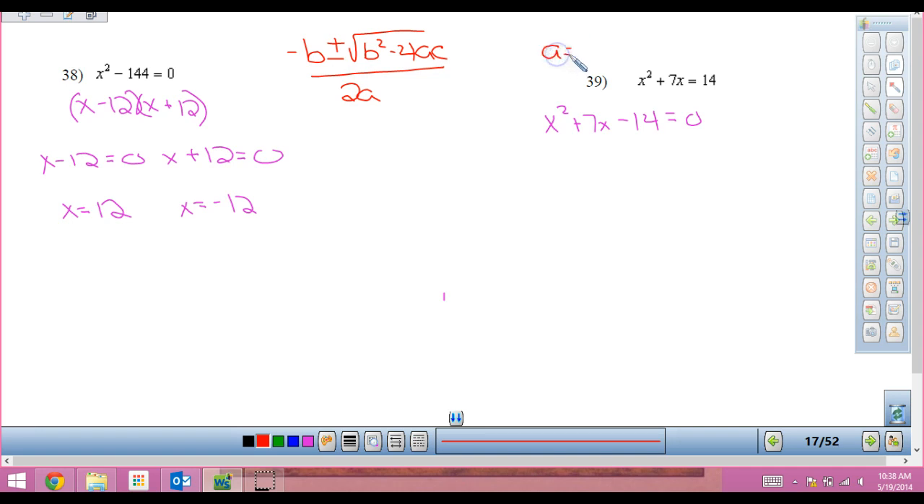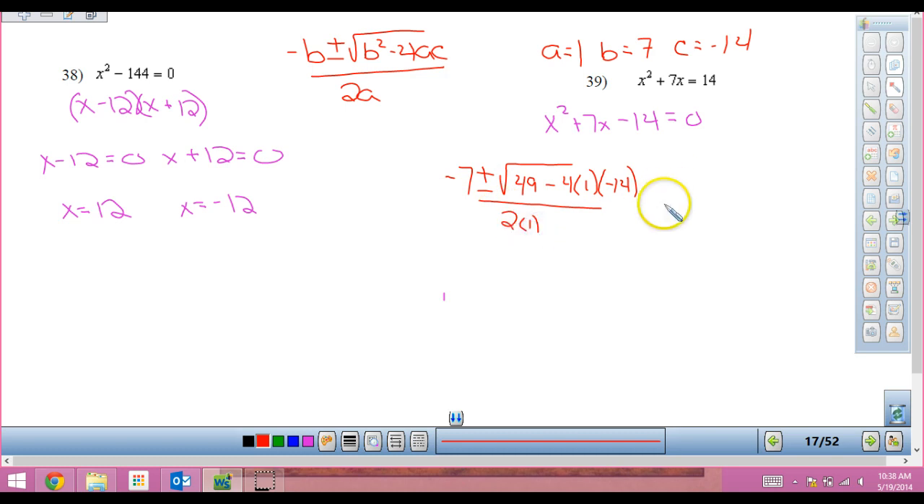Okay, so in this problem we have a equals 1, b equals 7, c equals negative 14. So we're going the opposite of b, negative 7 plus or minus the square root of b squared, so 49 minus 4 times 1 times negative 14, all divided by 2 times 1. So negative 7 plus or minus the square root of 49. Negative and a negative turns into a plus 56, all divided by 2.